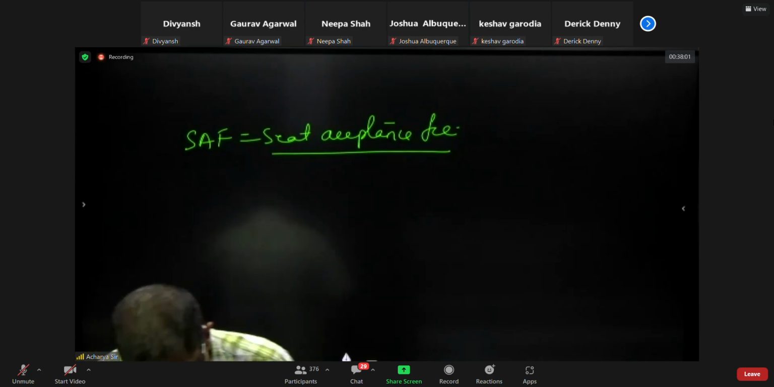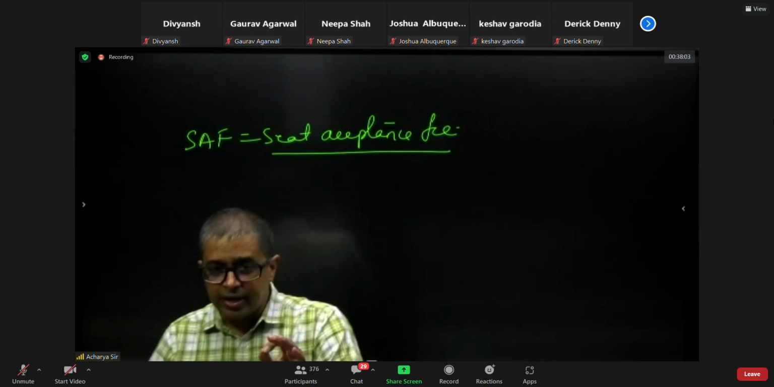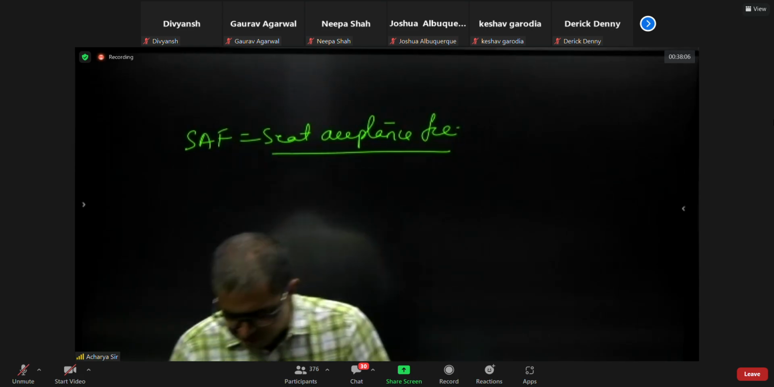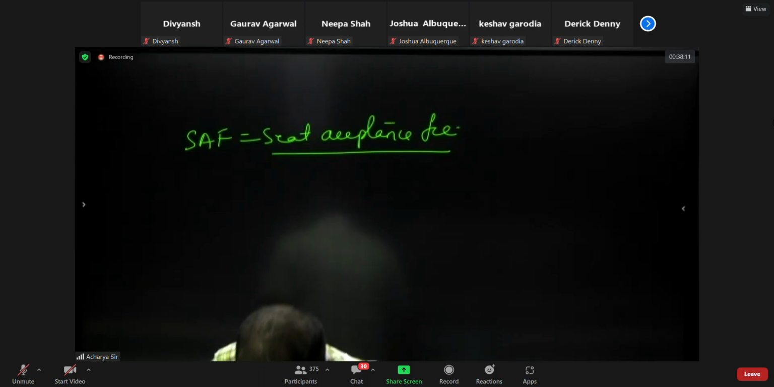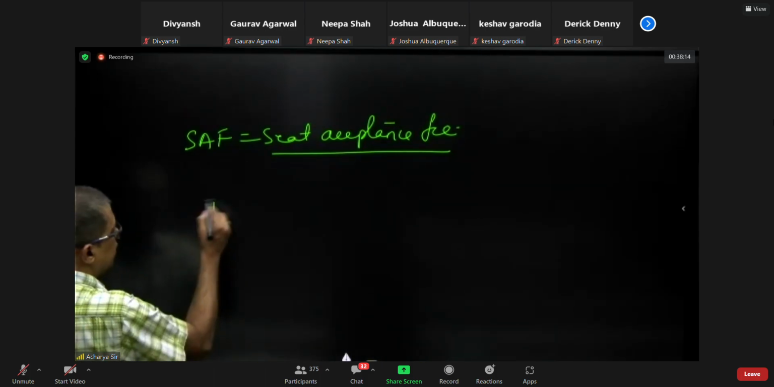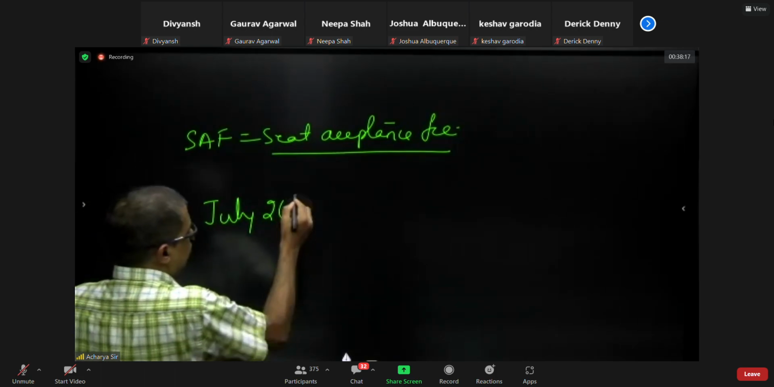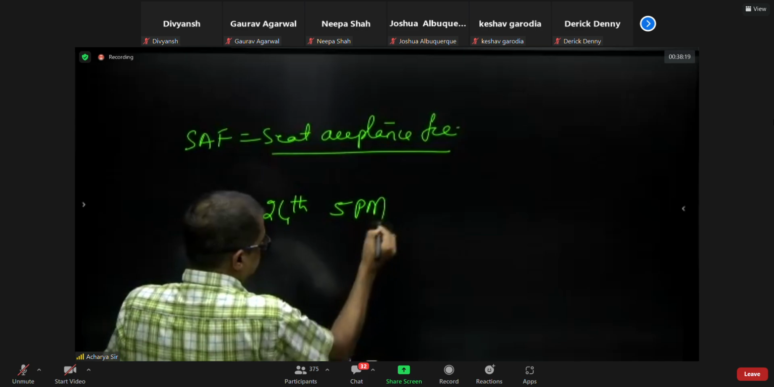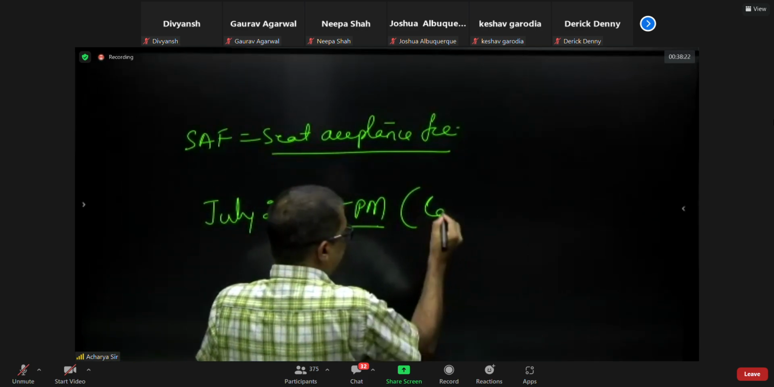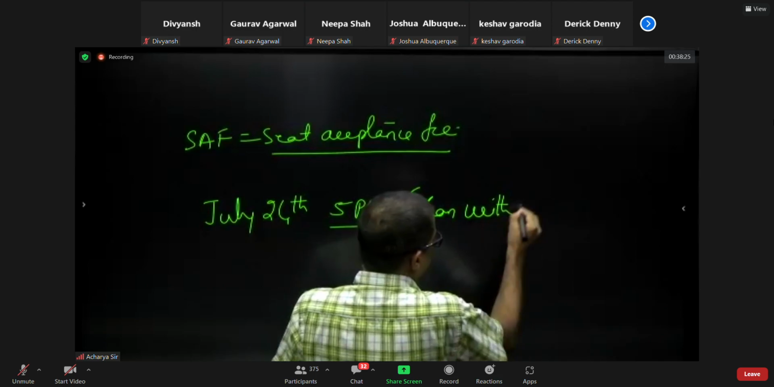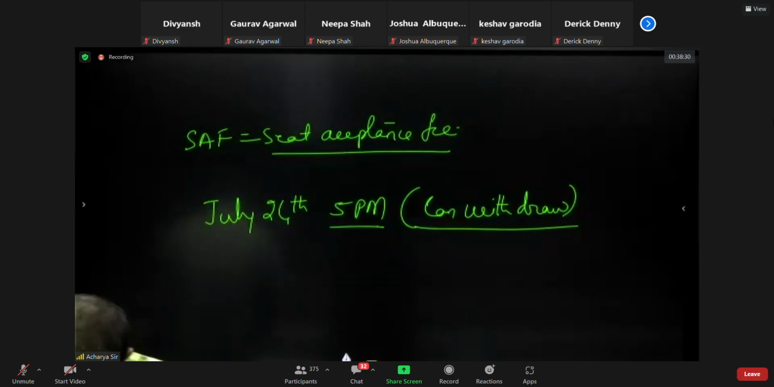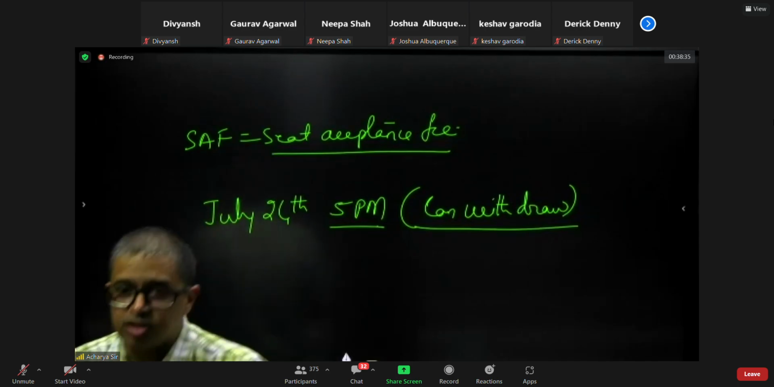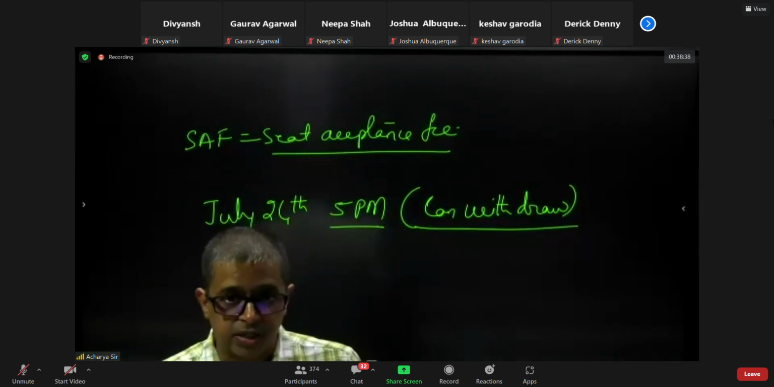Now, for withdrawal, I have already told you, candidates can withdraw up to the 5th round of the seat acceptance period, and that is July 24th, evening 5 p.m. You can withdraw till here, after which there is no withdrawal. You are inviting trouble. I read out this statement verbatim from the information booklet.